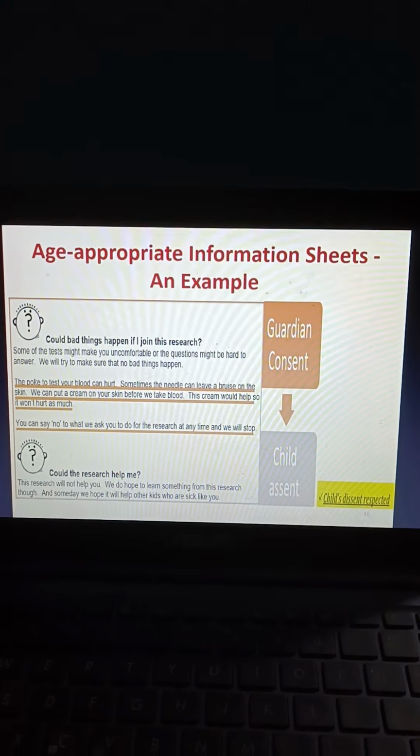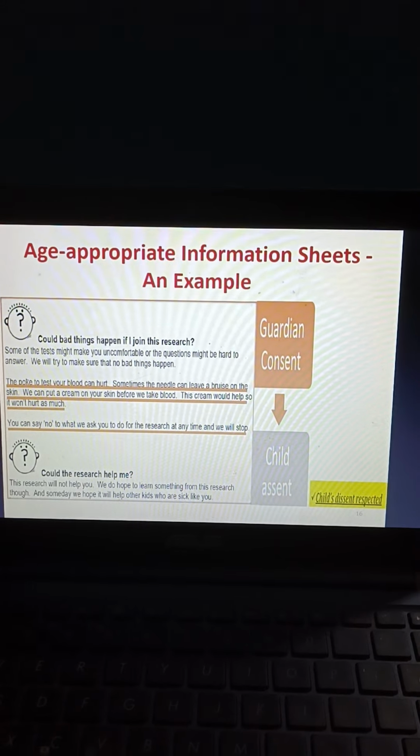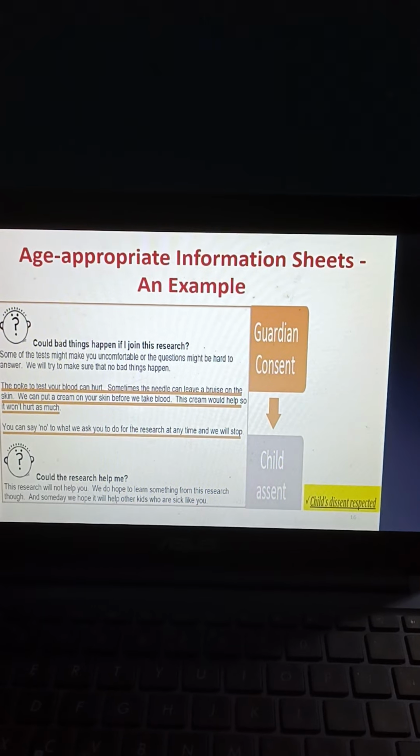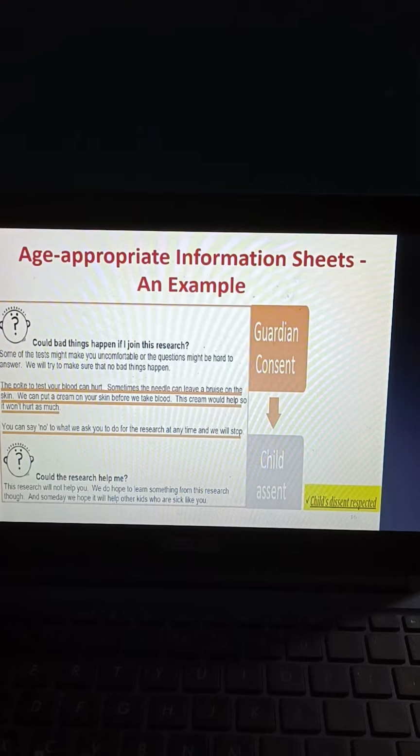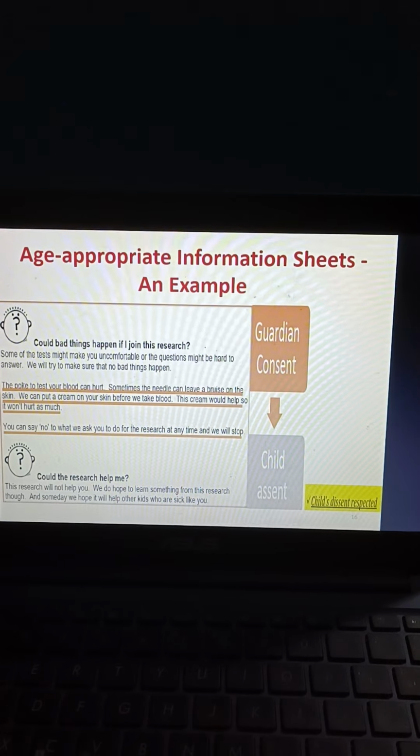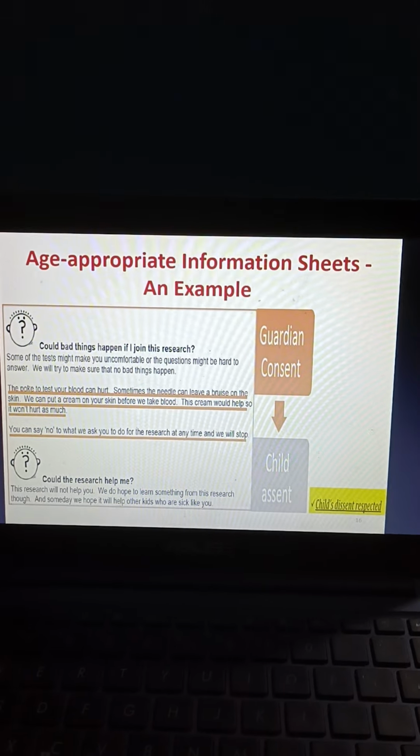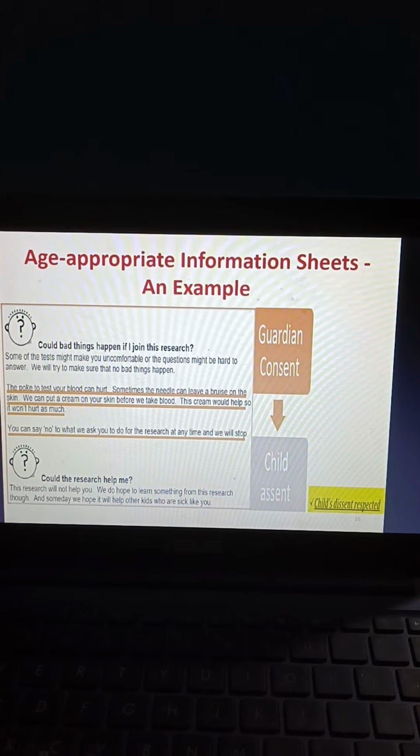So, age appropriateness, appropriate information sheets. An example. Could bad things happen if I join this research? Some of the tests might make you uncomfortable or the questions might be hard to answer. We will try to make sure that no bad things happen.